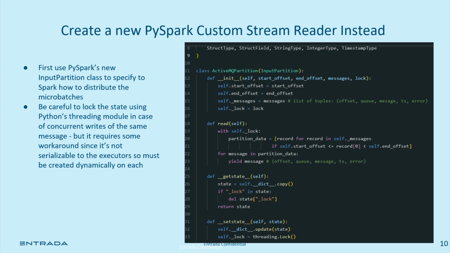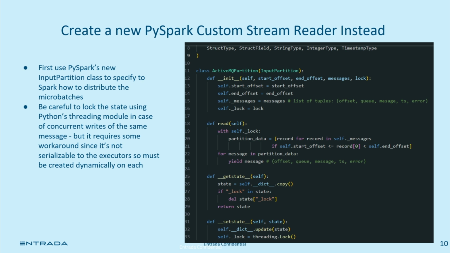Then, of course, we just have the message itself. In this case, it's a list of tuples. The tuples have the offset that we're dealing with, the queue, the message, a timestamp that we received it, and an error if it had one. So that's a custom data object with that tuple. That's what I made. That's what I'm eventually turning into a row and putting into my data frame, and eventually writing into a delta table.